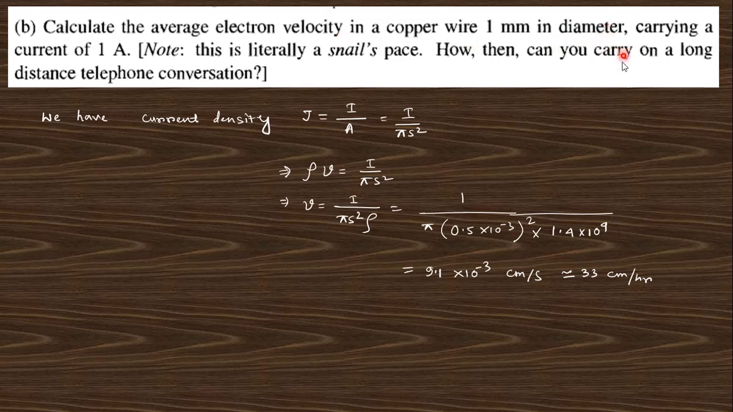Go to the next question, where it says: calculate the average electron drift velocity in a copper wire 1 millimeter in diameter, carrying a current of 1 ampere.